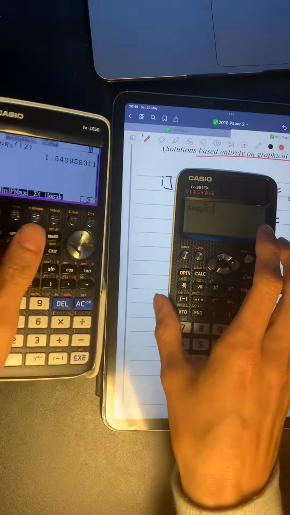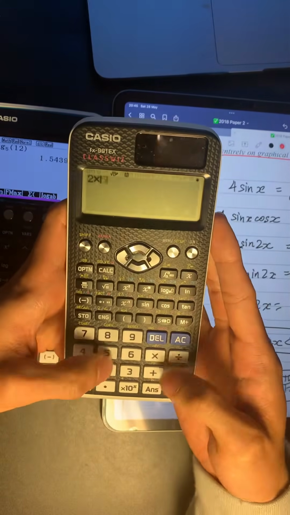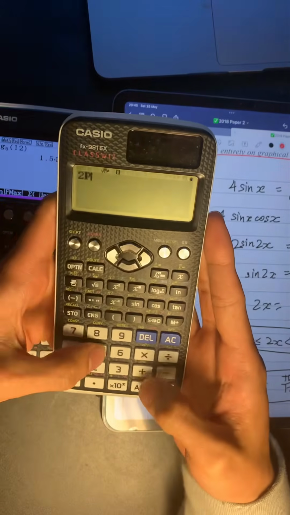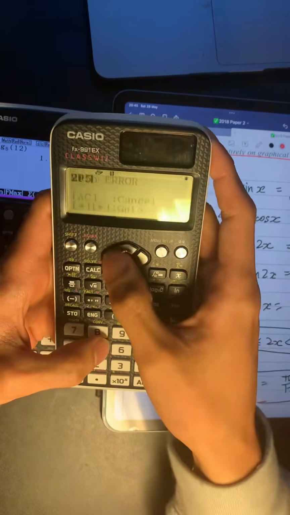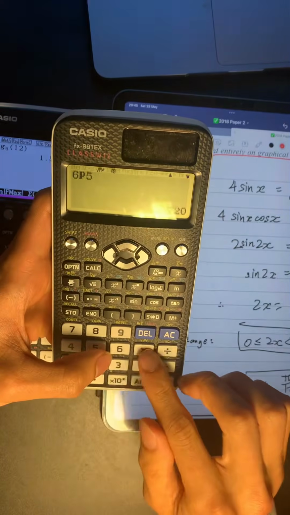Accessing the NPR and NCR functions is also quicker on this calculator. So 2P5, sorry, that's impossible. 6P5, you can just use this.